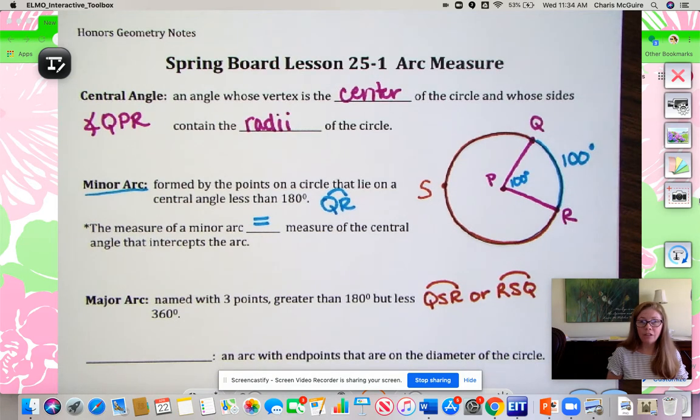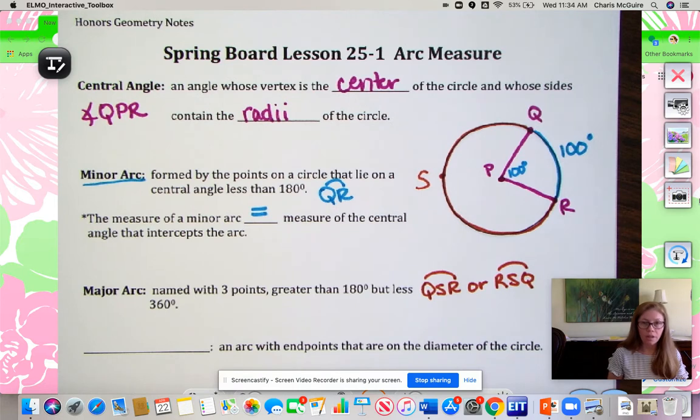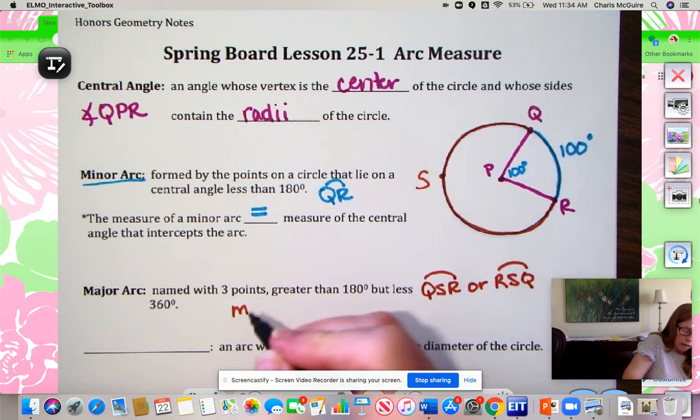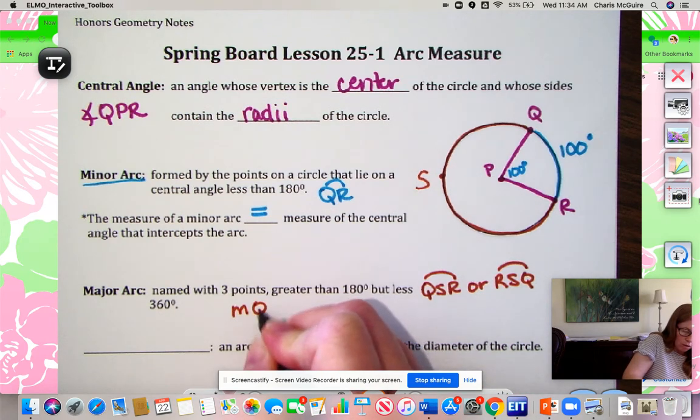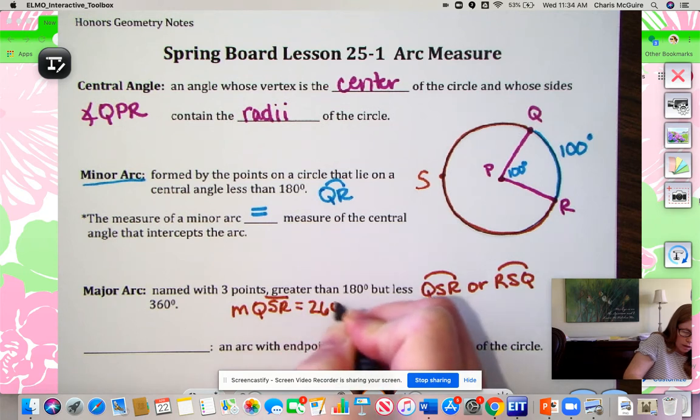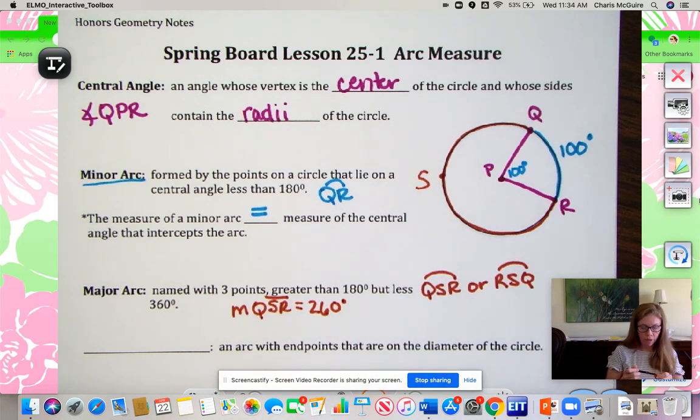Hopefully you're looking at this picture and you're thinking, okay, I know there's 360 degrees in a circle. We've used up 100 of them. So the measure of this major arc is 260 degrees.